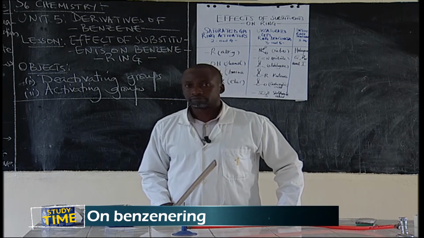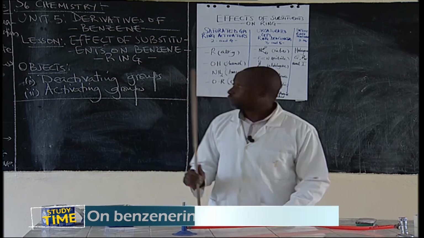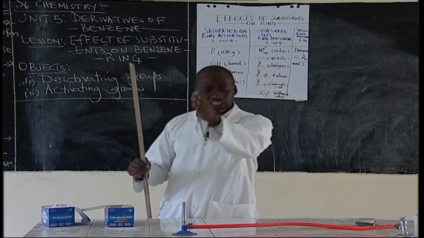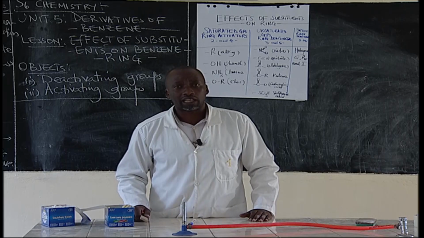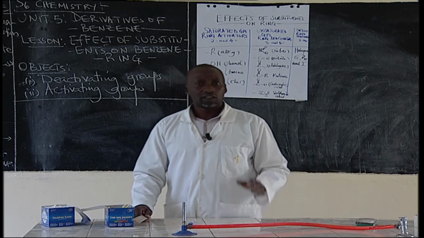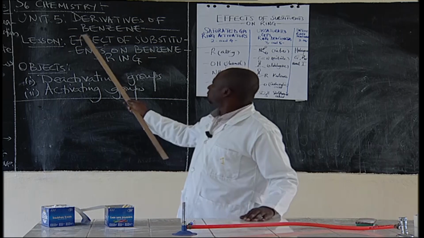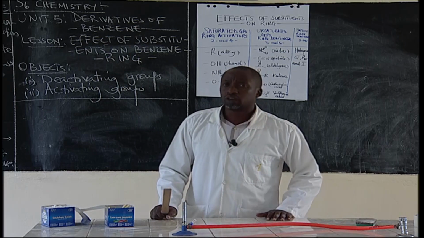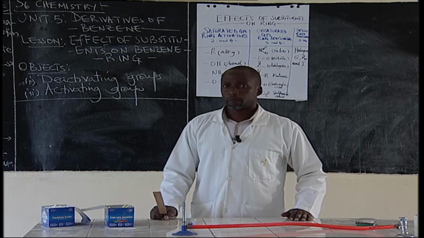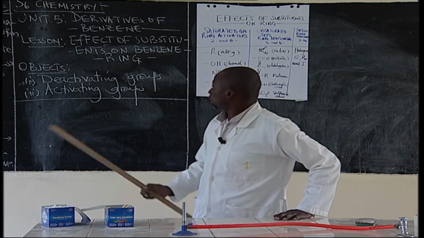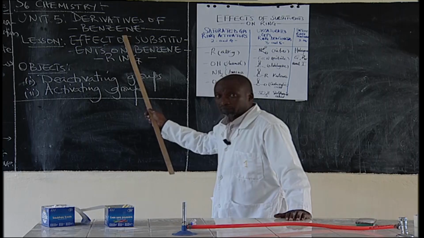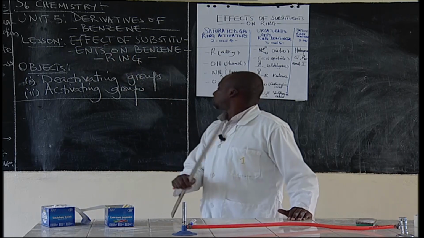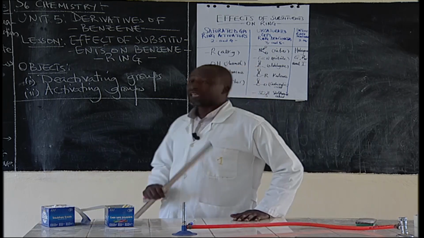Today, together, we'll be looking at the next part of the unit. It is almost the same, but there is a difference. So we are just looking at the derivatives of the benzene. We've been looking at the benzene. This time around, we're going to look at the derivatives of the benzene, and then we look at the effect of the substituents on the benzene ring.